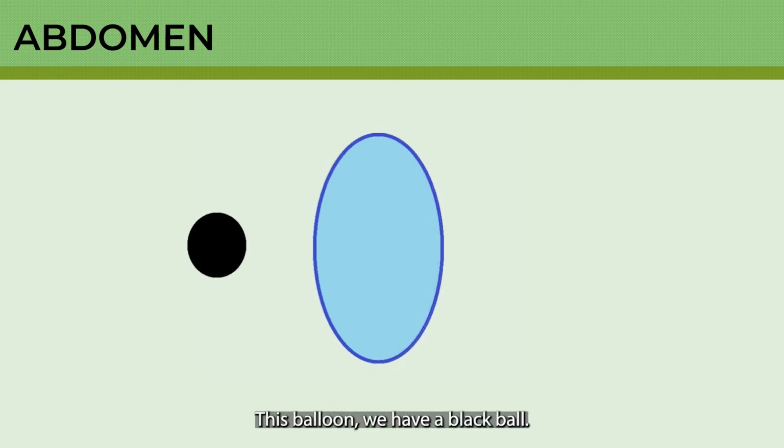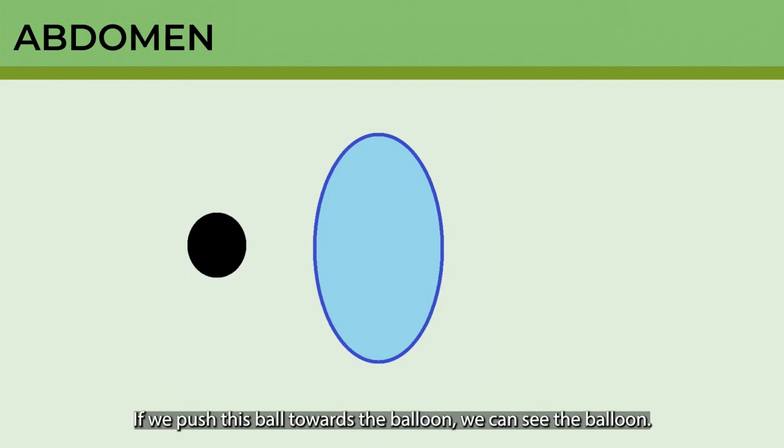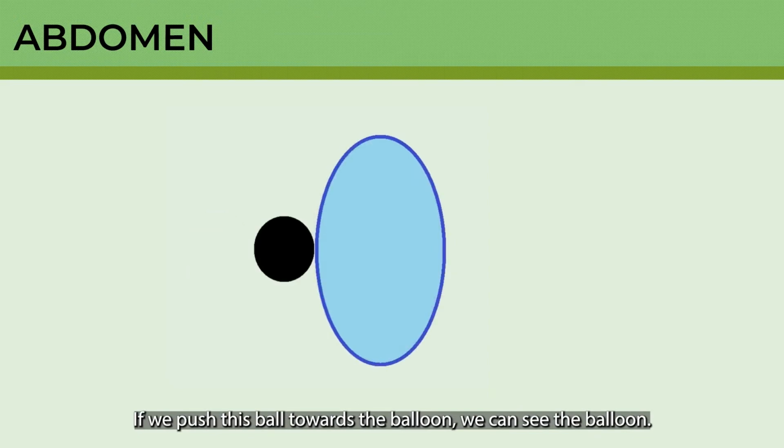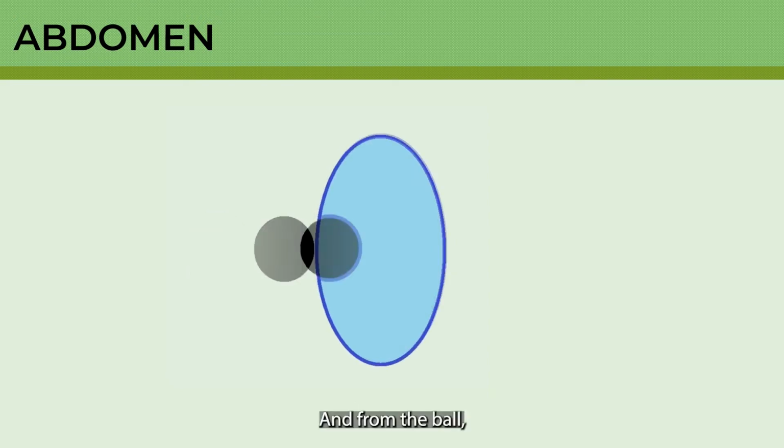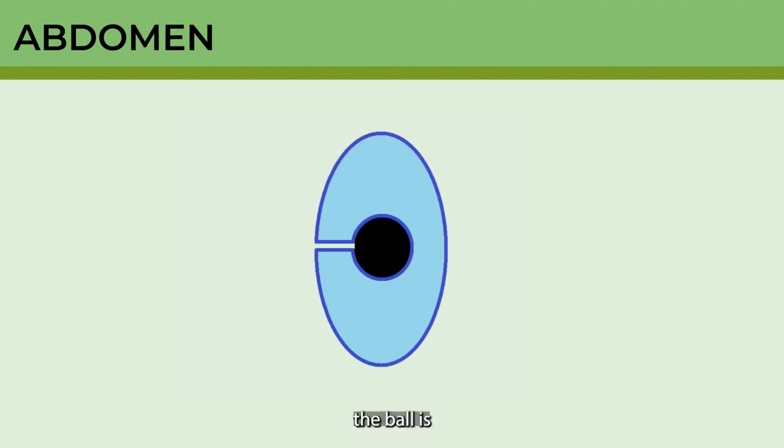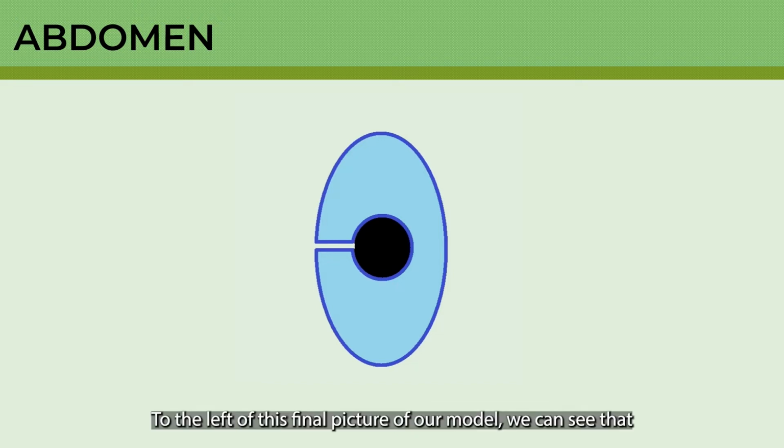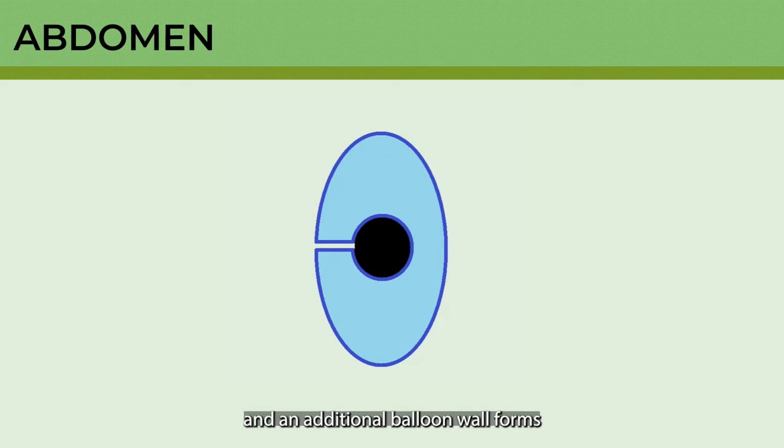To the left of this balloon, we have a black ball. Let's pretend that this ball is an abdominal organ. If we push this ball towards the balloon, we can see that the balloon envelops the ball. The ball is not inside the balloon, but encased in it. To the left of this final picture of our model, we can see that there are two layers of balloon wall, and we can see that the balloon wall lies immediately to the circumference of our organ. An additional balloon wall forms at the perimeter of the whole model.